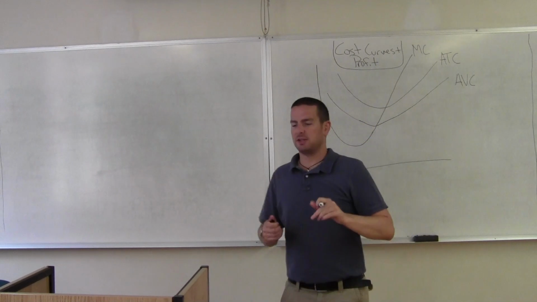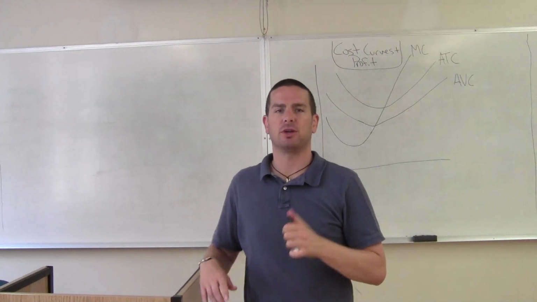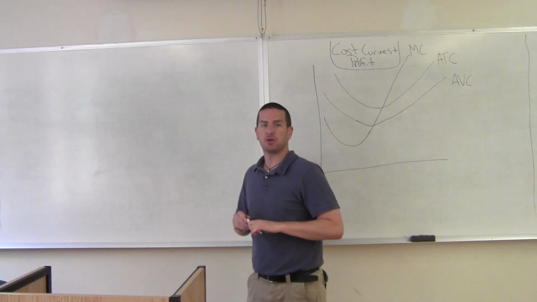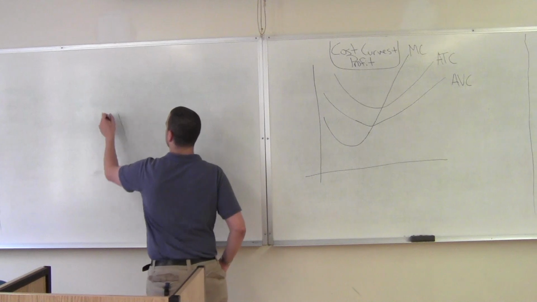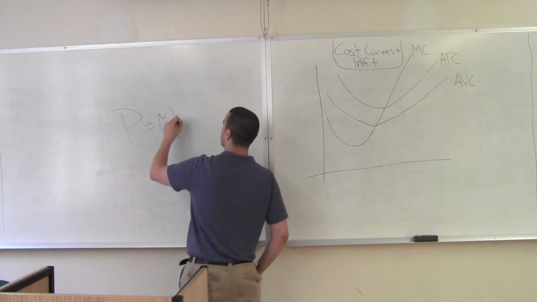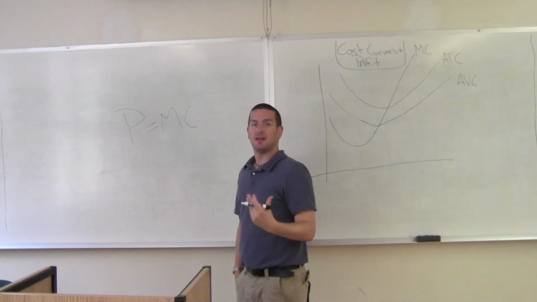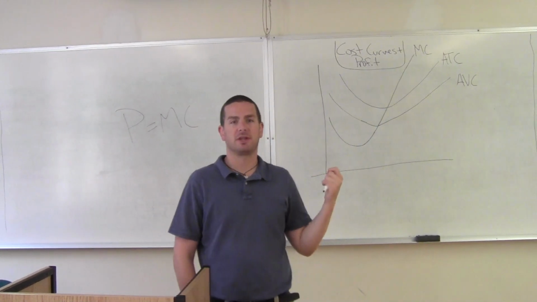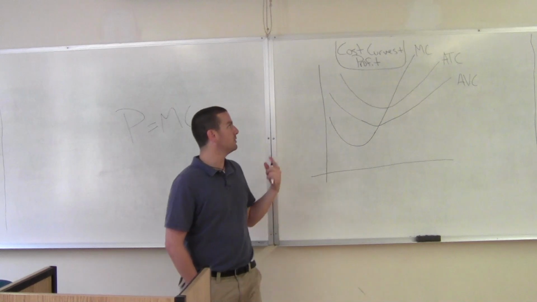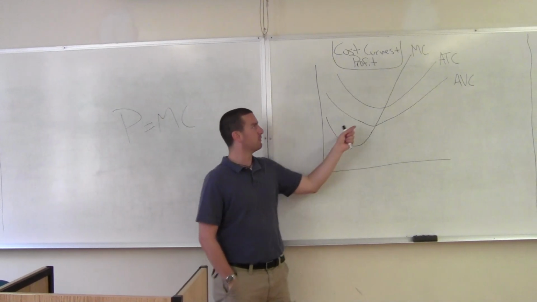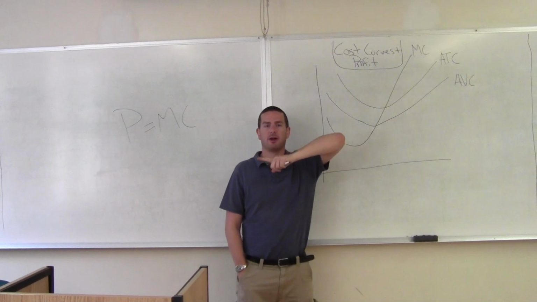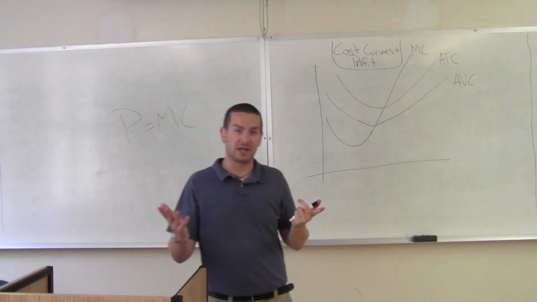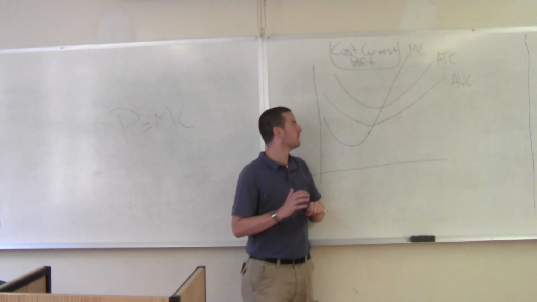Okay, so now let's talk about our cost curves and our profit. We're going to see how using our rule of price equals marginal cost can tell us whether or not we're going to make profit in a particular industry. The way we do that is I've recreated our cost curves from chapter 6, from week 3. I put them on the board.